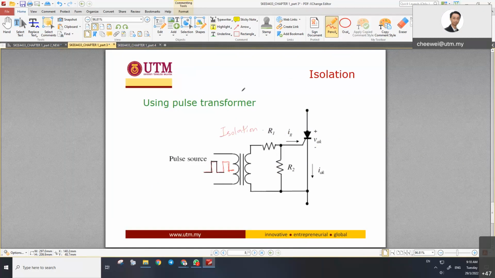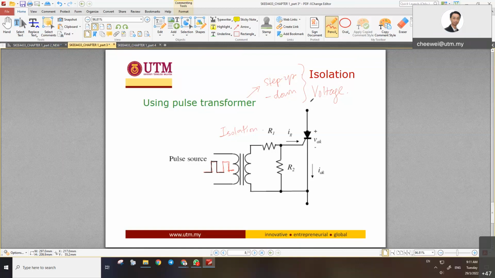And we also know that transformer is able to do what? Step up and step down of what? Up and down of what? Voltage. Correct. Can I step up the power? Cannot. No. Please don't say the transformer is used to step up the power.